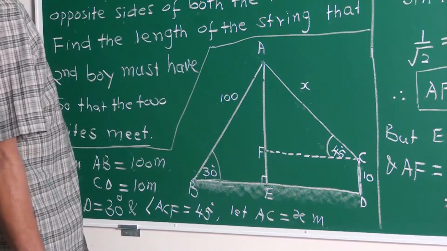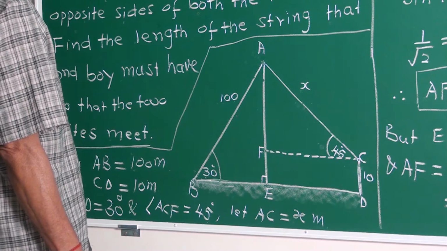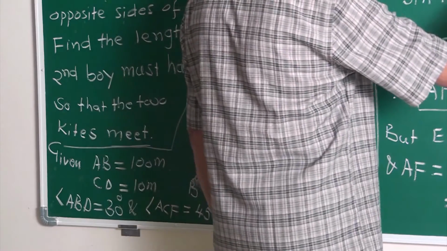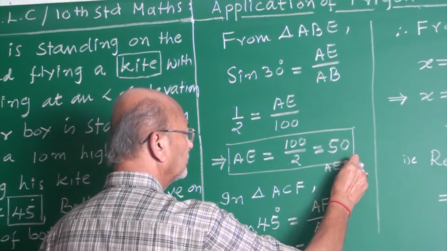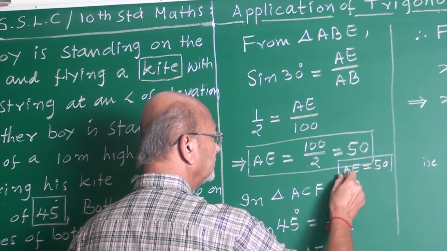AE upon AB. Sine 30 is 1 by 2, so 1 by 2 equals AE upon 100. Then what is the value of AE? 100 upon 2 is 50. Therefore, AE is 50.